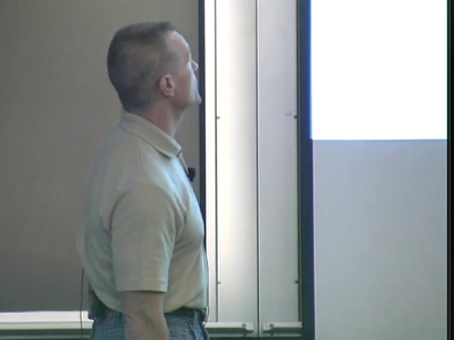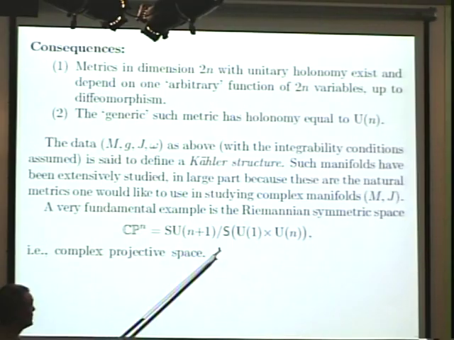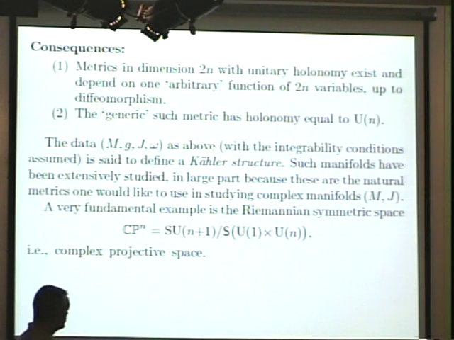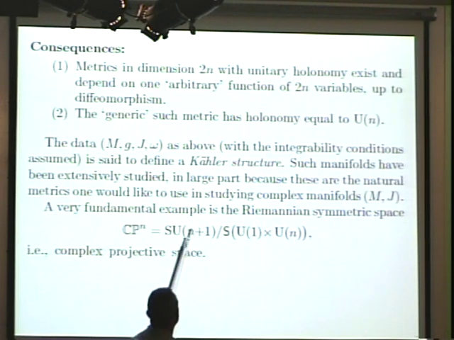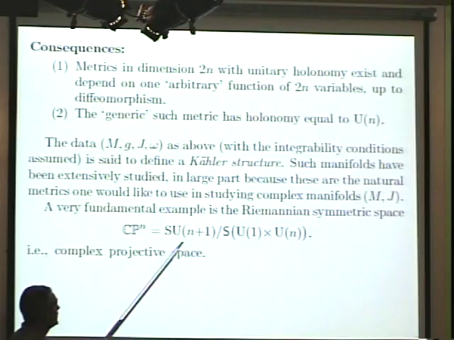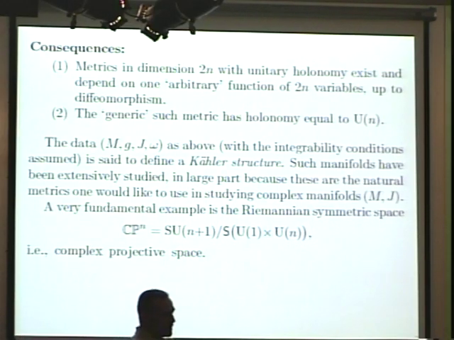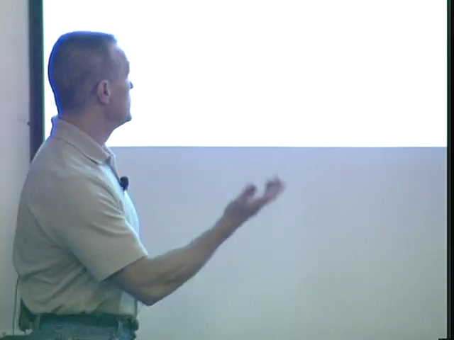But one of the most important examples is complex projective space. This is in fact a Riemannian symmetric space. It's easy to check that its holonomy is all of U(n). And there's a unique metric on it that's invariant under SU(n+1), unique up to constant multiples, which is the complex analog of the sphere. It's the roundest Kähler metric you can get.